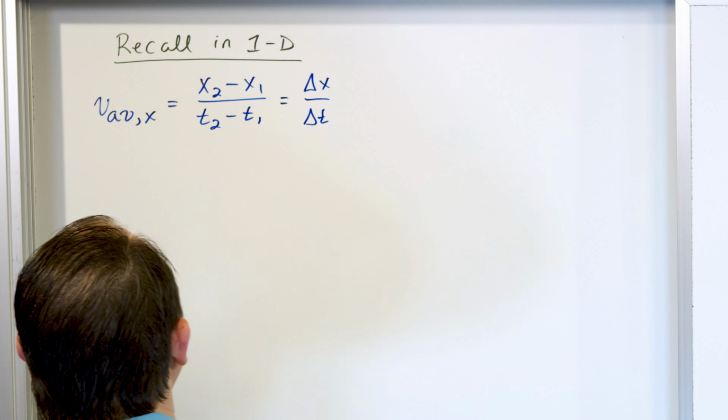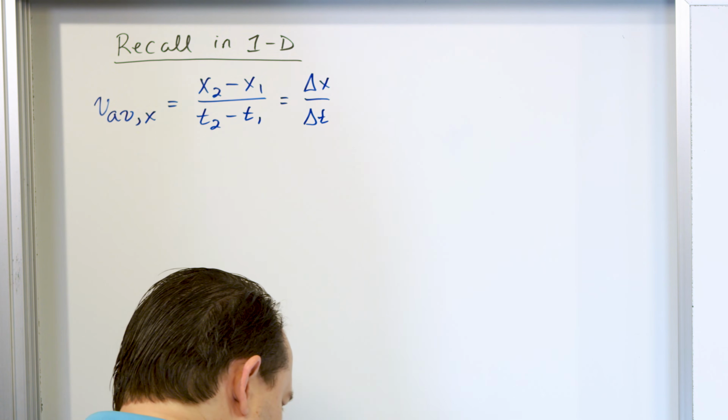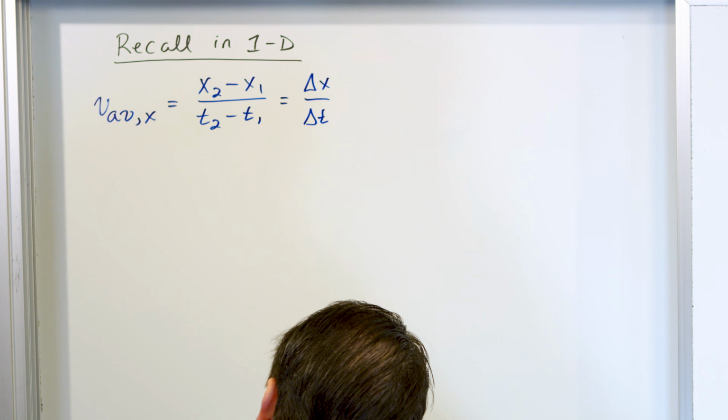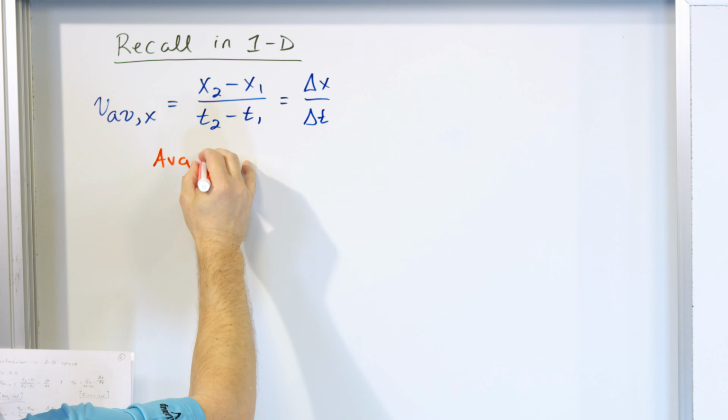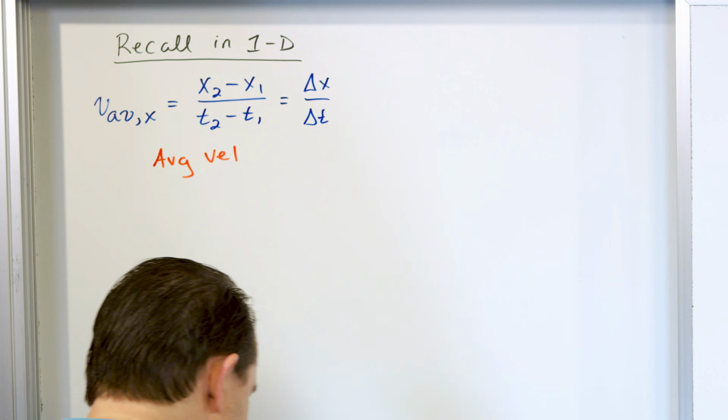All right? Now this was called, I guess I'll write it down right underneath here. This was called average velocity. Only in one dimension, right?